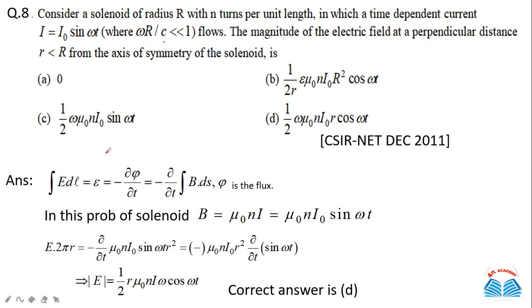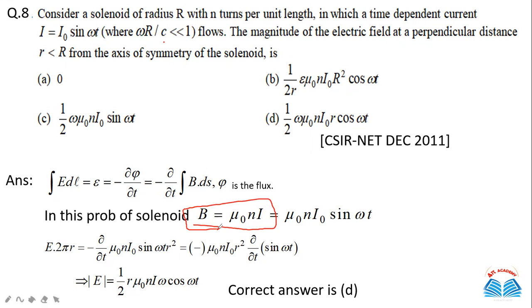So we will use this formula: line integral of E dot dl equals minus d phi over dt. What is this phi? Phi is magnetic flux. Phi is the integral of B dot ds. You know this thing. Now for the solenoid, just note down the formula. This is your magnetic field in the solenoid.